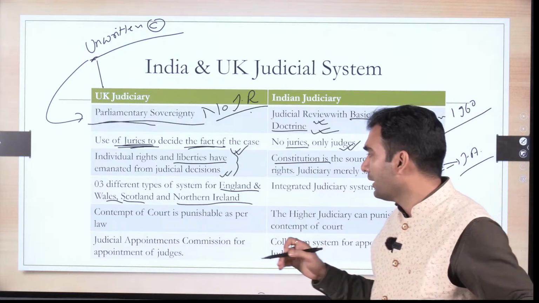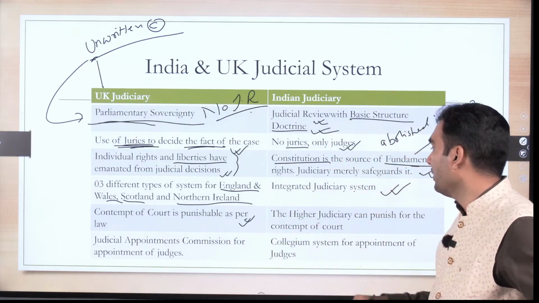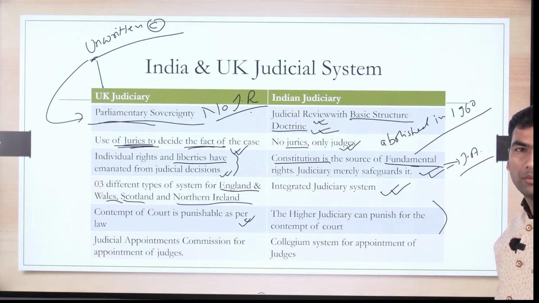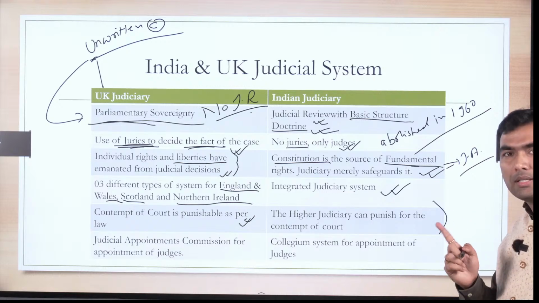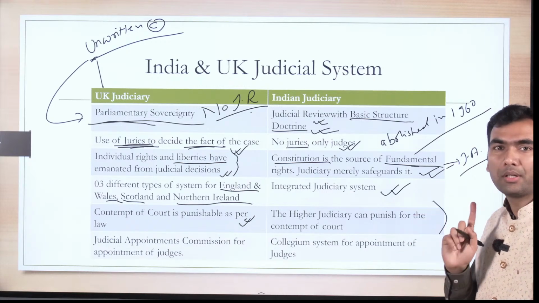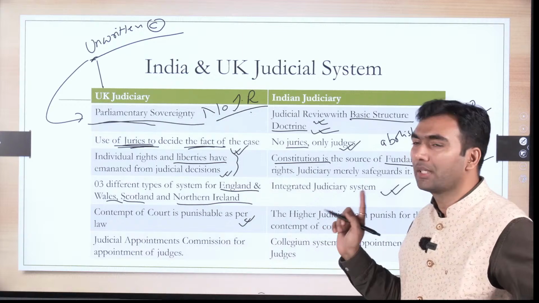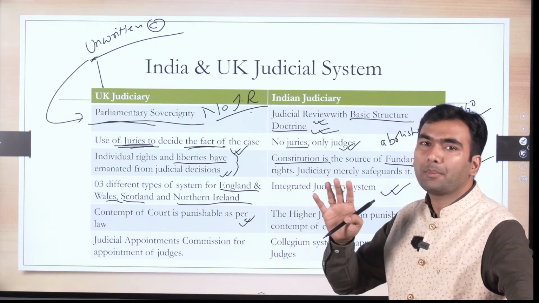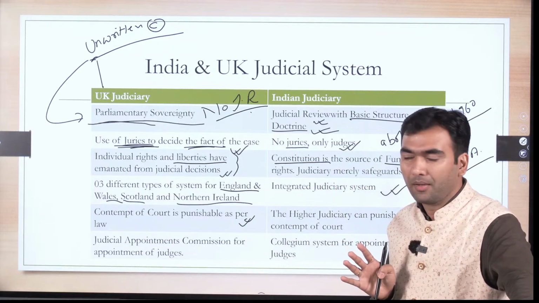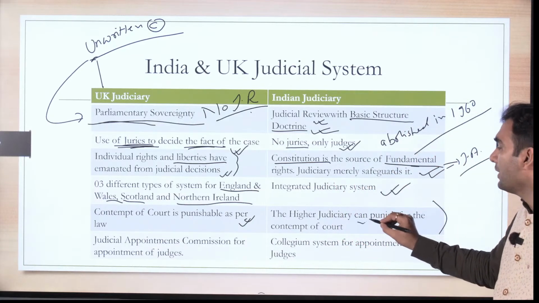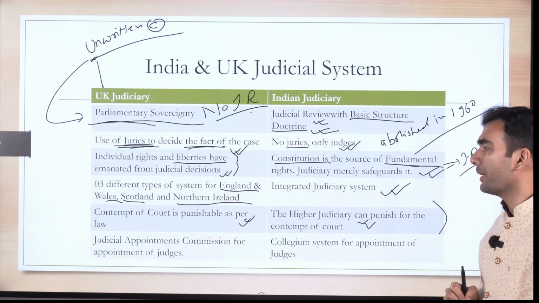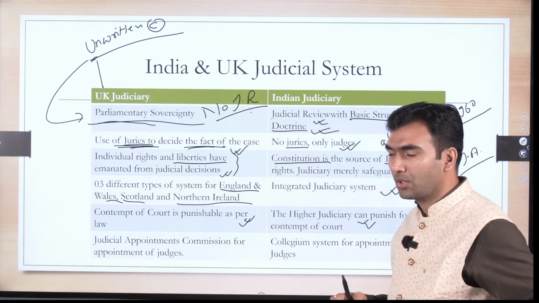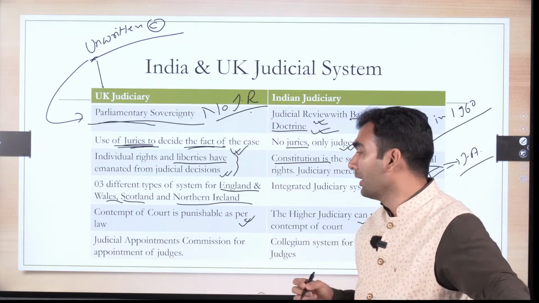Now, contempt of court is punishable as per law. Here, the higher judiciary can punish for contempt of court. So one thing is common, that contempt of court is there in both countries. Whereas in England, as per the law, all the courts can punish for contempt of court, in India it is only the higher judiciary that has the power to punish for contempt of the court.